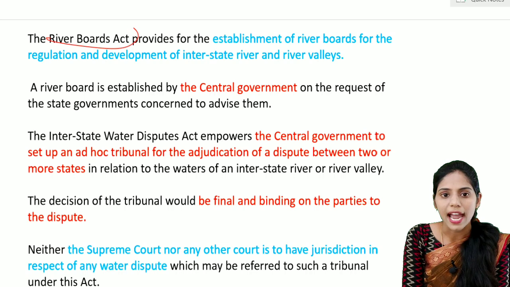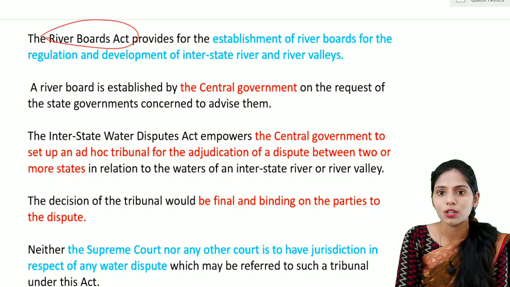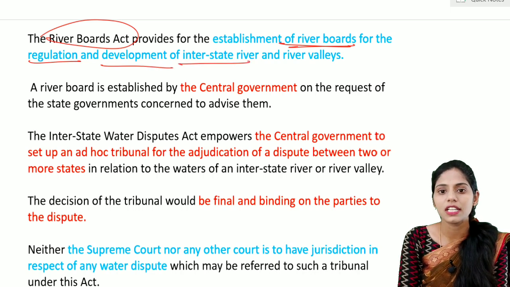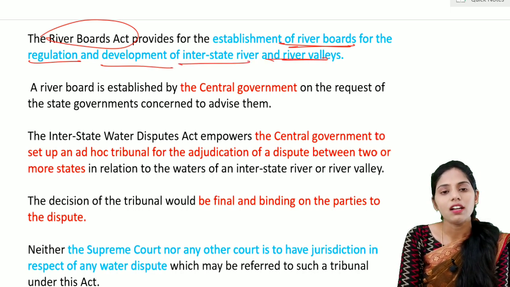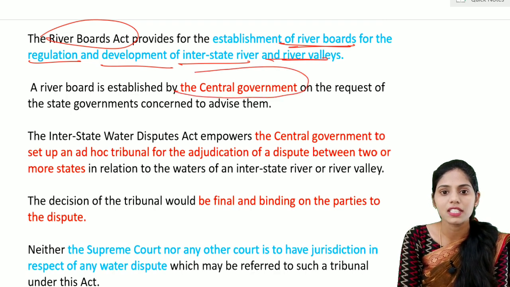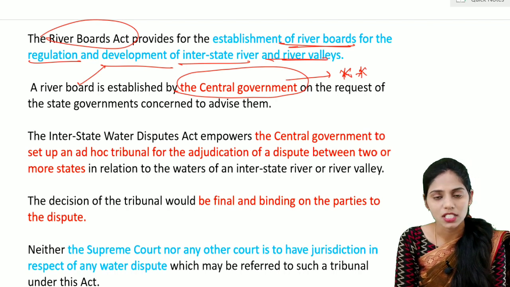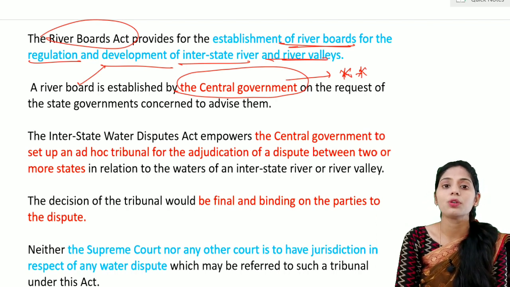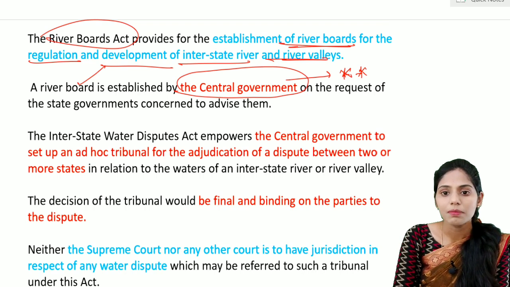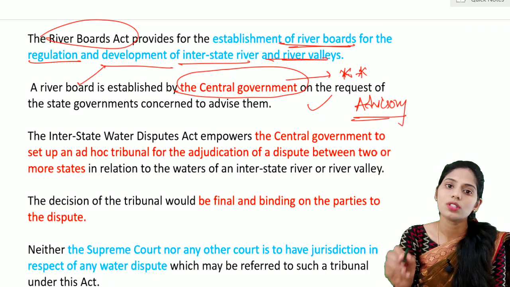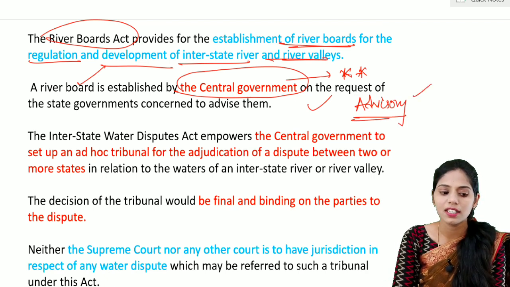This River Boards Act provides for the establishment of river boards for the regulation and development of interstate rivers and river valleys. And these boards are mainly established by the central government. So this is an important prelims fact. This river board can be established by the central government whenever the state governments request the parliament to make such river boards. That means these are mainly advisory in nature. So these river boards are mainly advisory in nature.